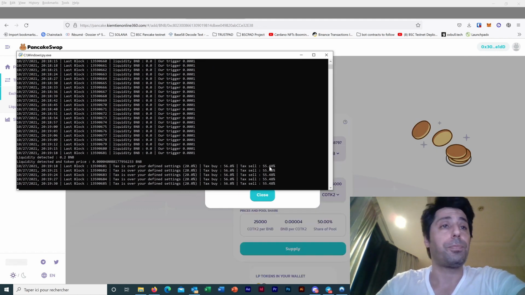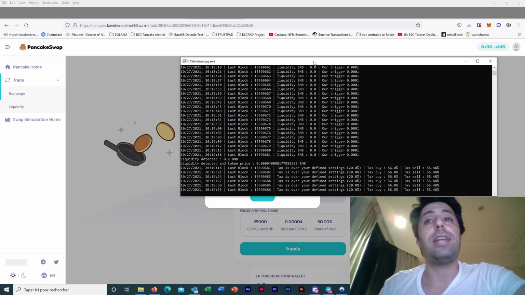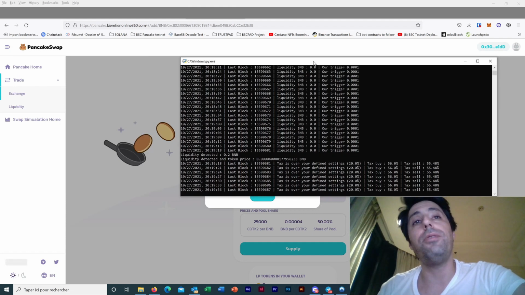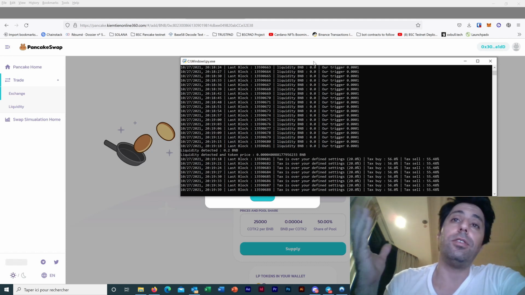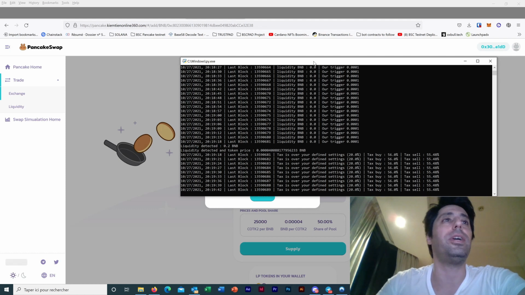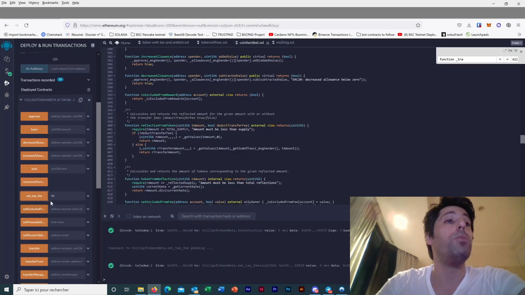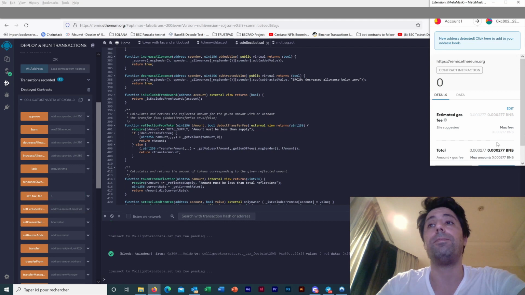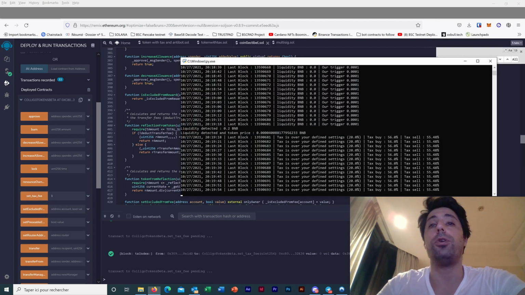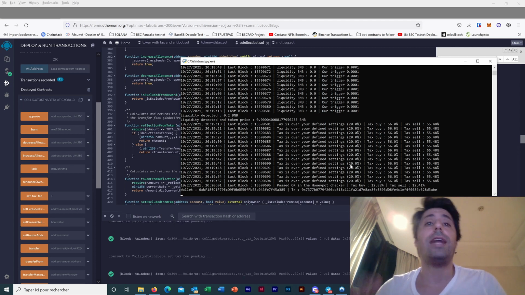So now, let's say we have the tax like this for the two or three first blocks, and then the tax becomes lower after. So this is an anti-bot measure, anti-snipe measure. So I will do it manually now. I will remove the tax. So I will just put 1%. I set the tax here. I confirm. And then the bot will detect the tax change.